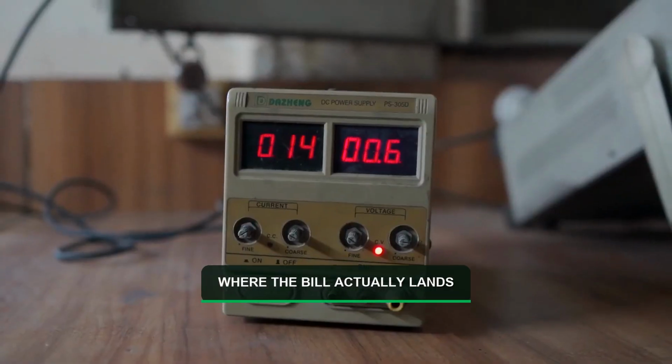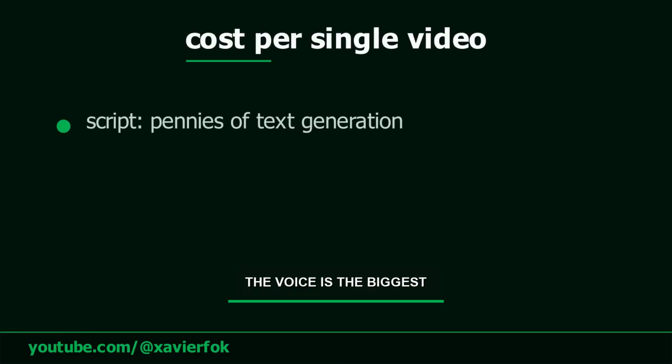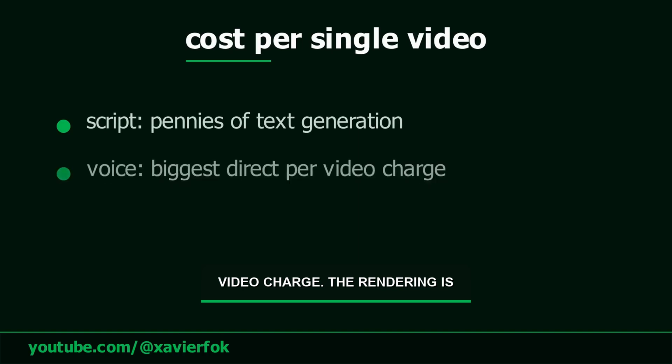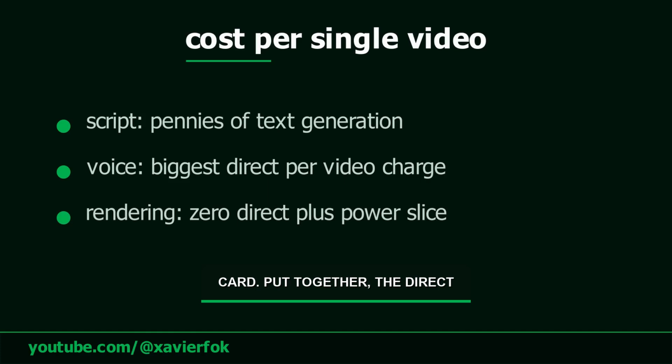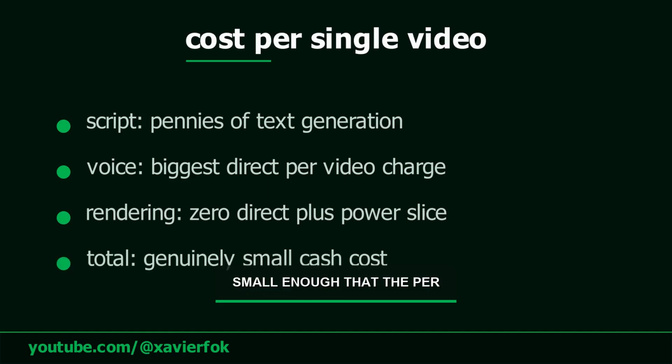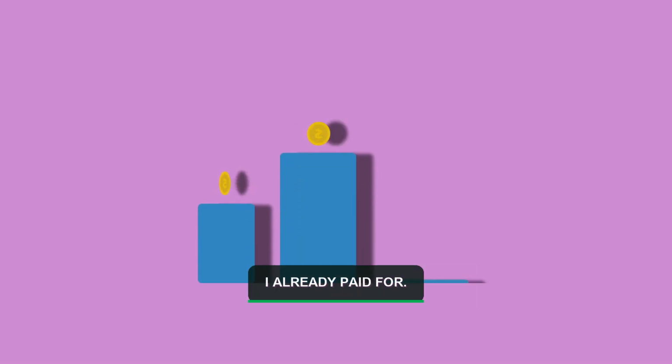So let me add up where the bill actually lands for a single video. The script is pennies. The voice is the biggest direct cost, a modest but real per video charge. The rendering is zero per video in direct charges, plus a small slice of power and the long amortized cost of the card. Put together, the direct cash cost of producing one finished video is genuinely small. Small enough that the per video number is not the thing that should drive your decisions. The per video economics of a local pipeline are good, and they are good specifically because the expensive part, the rendering, runs on hardware I already paid for.